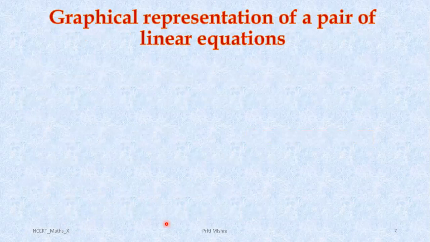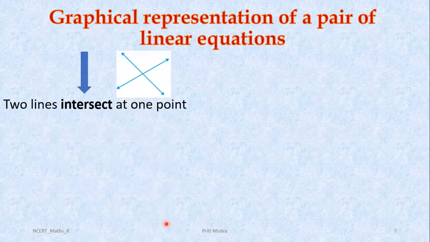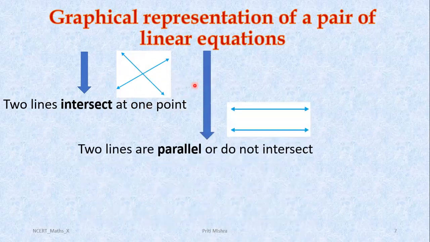In your previous classes, you learned about the behavior of two lines, how differently they behave with each other. First, we have two lines that intersect at one point. If two lines intersect at one point, then they are known as intersecting lines. And if two lines are parallel, meaning they are not intersecting each other, then we can have a figure like this. Parallel lines can never intersect each other at any point, right? So these are the behaviors of lines which we have.